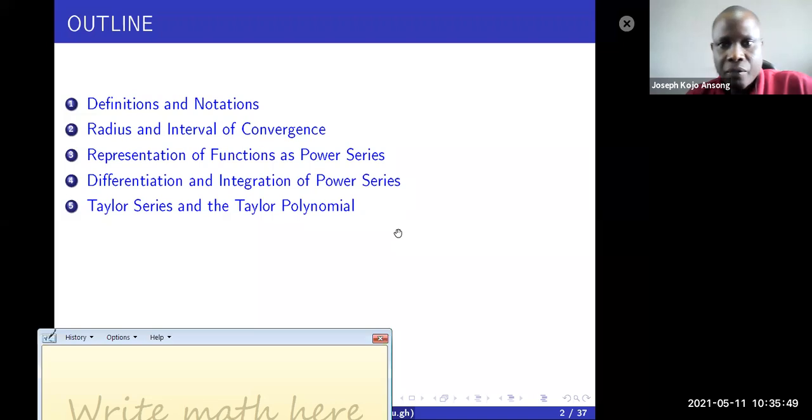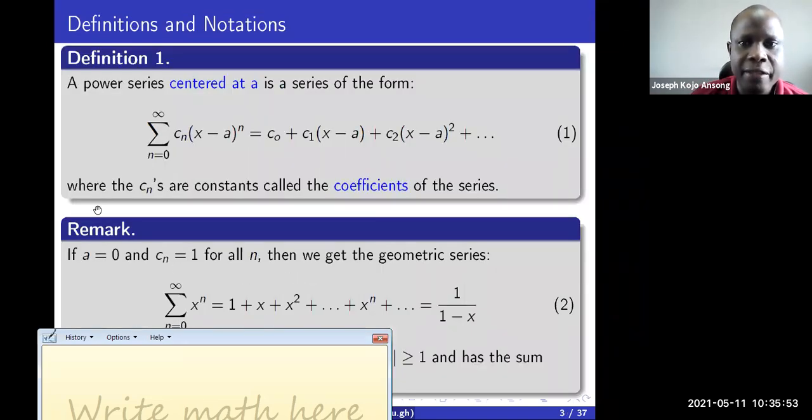Okay, good. So here's a definition for what a power series is. A power series is an infinite series that is of this form. So a power series centered at A. So the center is A. A is some number that you know. The center could be 0, could be 1, could be 2.